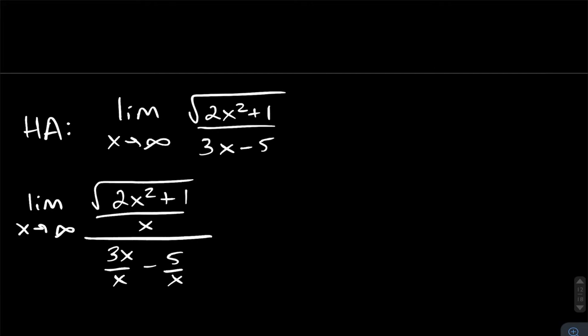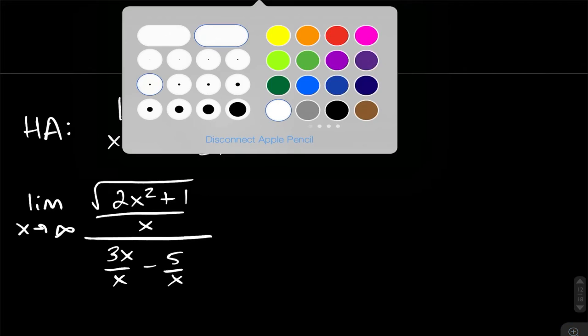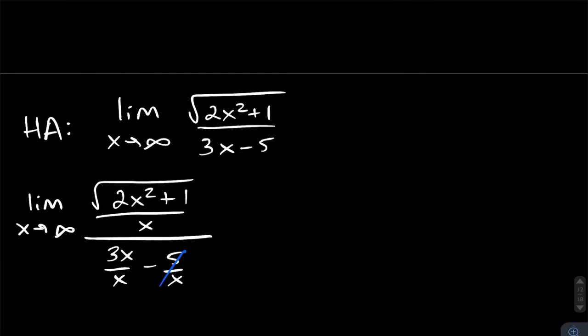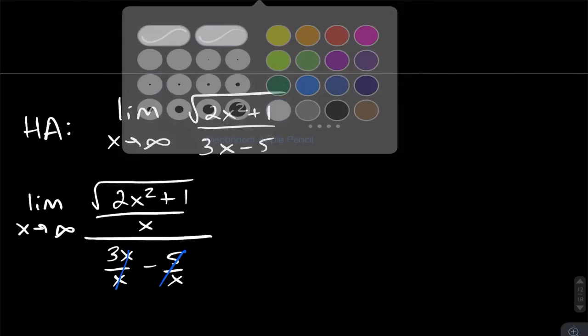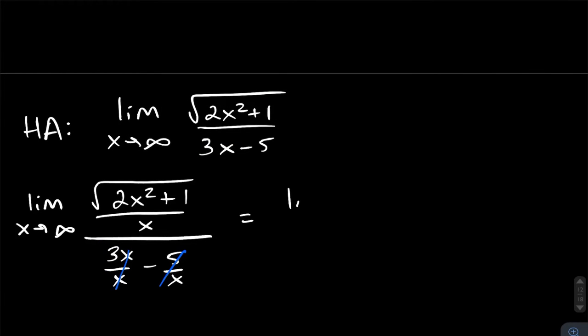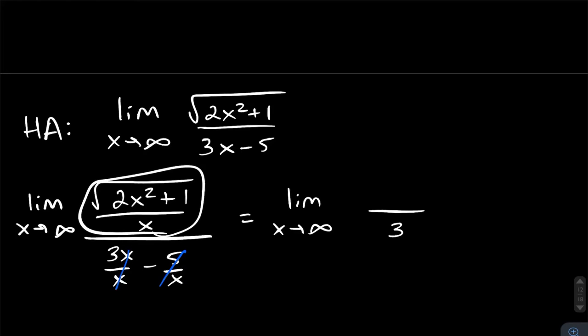Now the 5 over x piece goes away. We know that, the same idea from before. The x's cancel off here, and so the 3 is left over. And so we're left with something over 3. We've got to figure out what this piece is yet.